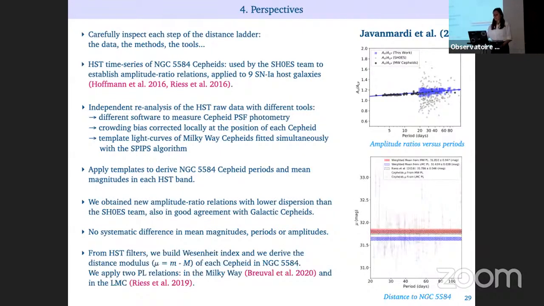And finally, we derived the distance modulus of each Cepheid in this galaxy by applying two different PL relations. The first one in the Milky Way, the one I obtained in my first paper, and the second one in the LMC. The one from the Milky Way is in excellent agreement with the one from SHOES, while the PL relation in the LMC yields a lower distance modulus, which is what we expect because of the difference in metallicity between the LMC and the Milky Way.